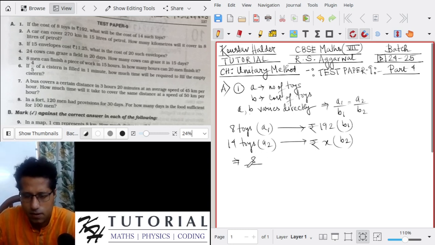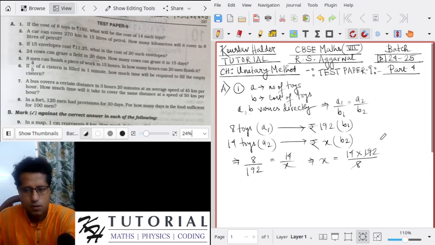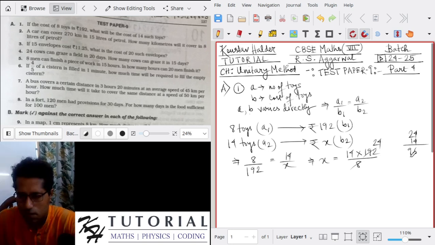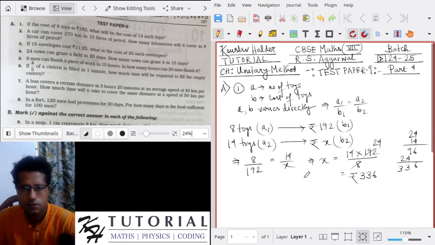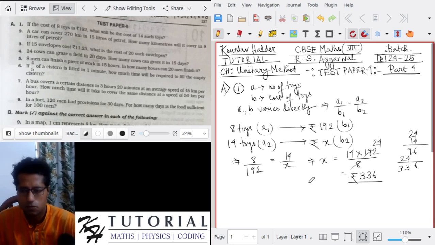This implies 8 by 192 will be equal to 14 by x. This implies that x will be equal to 14 multiplied by 192 divided by 8. Now 8 divides 192, it is 24. So this is 14 into 24, which is 336. So the cost of 14 toys will be rupees 336. So the answer is rupees 336.